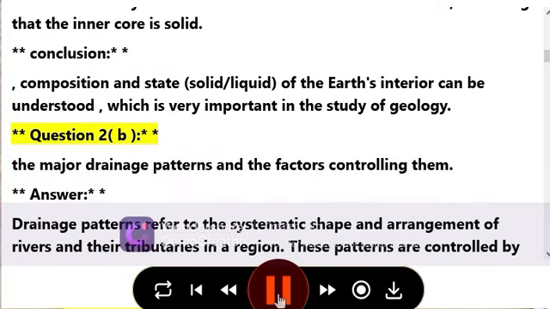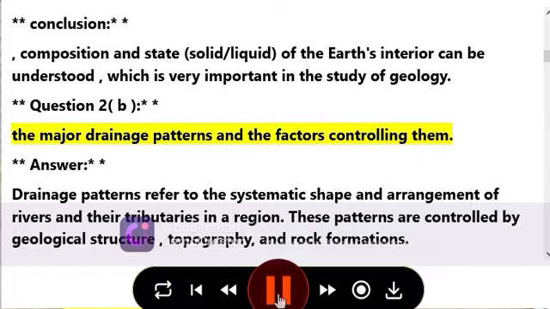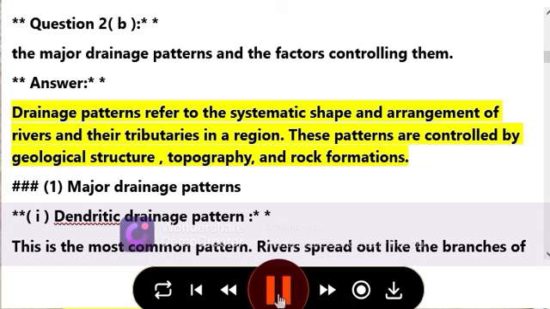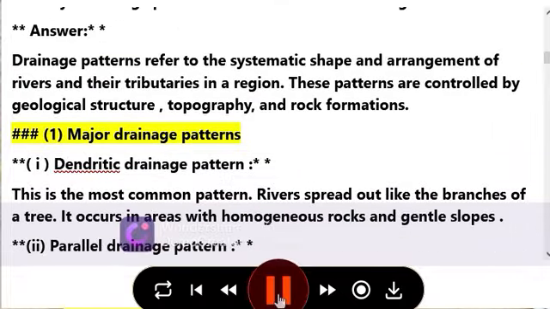geology. Question 2. B. The major drainage patterns and the factors controlling them. Answer. Drainage patterns refer to the systematic shape and arrangement of rivers and their tributaries in a region. These patterns are controlled by geological structure, topography, and rock formations.